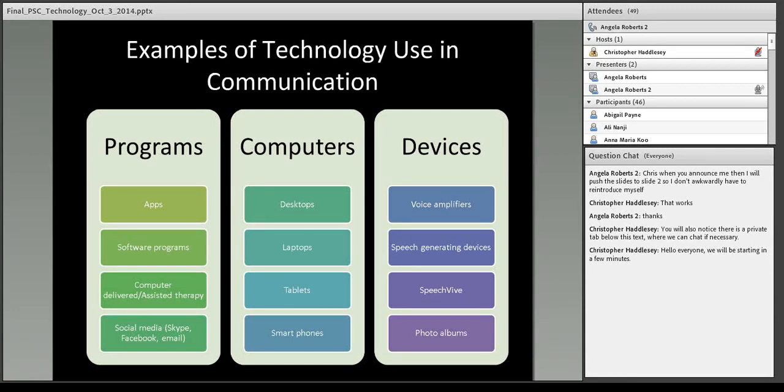Devices, though, don't always have to be complex, and we'll talk about that in just a minute. Even something like a photo album, even a digital photo album that stores pictures of family members, can be used as a communication device, can be used as a support for conversation. And so while we often tend to think about our technology options in communication being bound to things like tablets and smartphones, that's not necessarily the case.